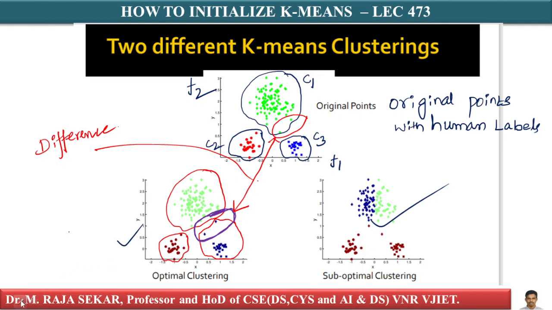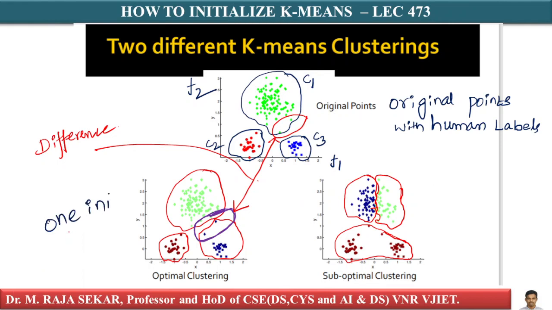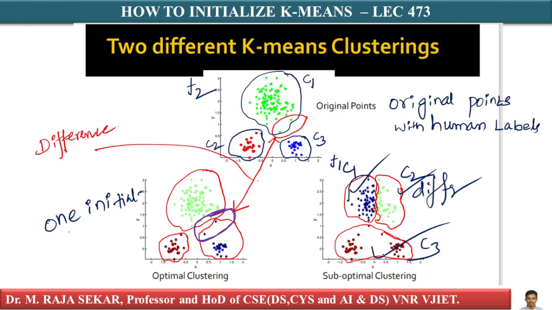In these results, what happens if I choose some different initialization? This is for one type of initialization, this is for a different type of initialization. What happens here? In this one, all these points become one cluster, these points become the second cluster, isn't it? And these points become the third cluster. This is C1, this is C2, this is C3, isn't it? Cluster 1, cluster 2, cluster 3.